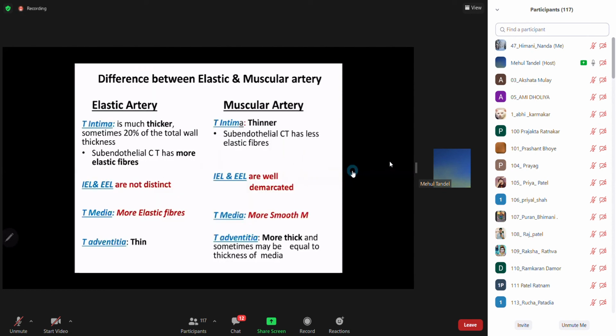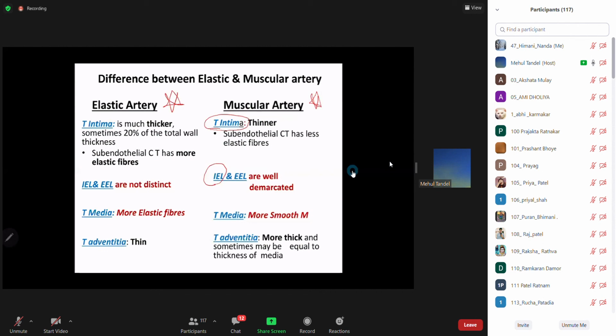Okay, arteries, just see the difference between the arteries. Both can be asked as a short note: muscular and elastic artery. So we know the 3 layers of vessels: tunica intima, tunica media, and tunica adventitia. Tunica intima also has 3 layers: endothelium, subendothelial connective tissue, and internal elastic lamina. We know the structure of endothelium.